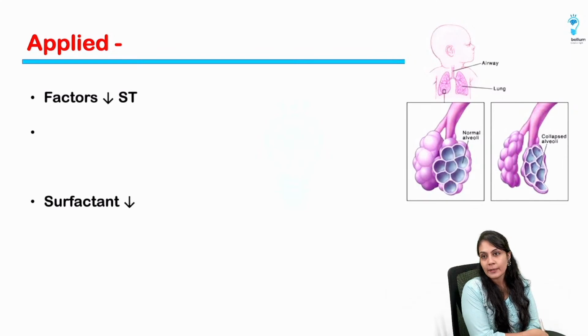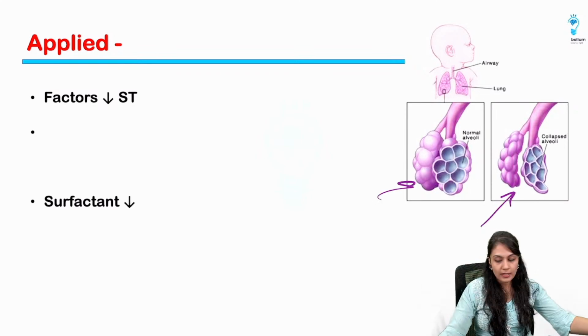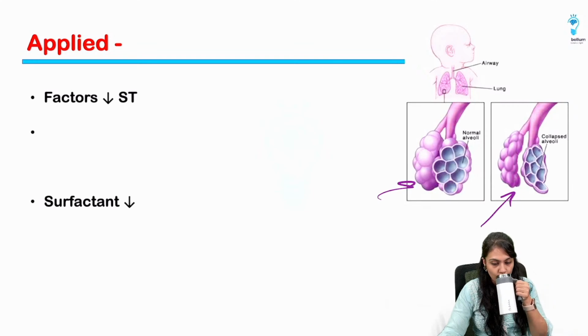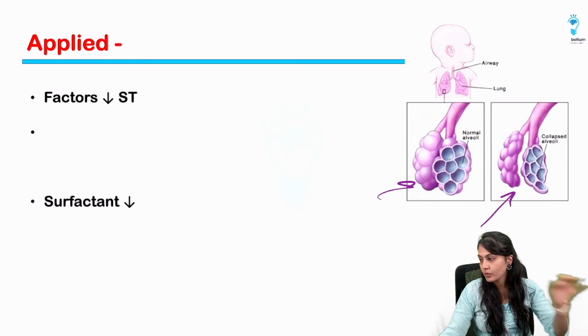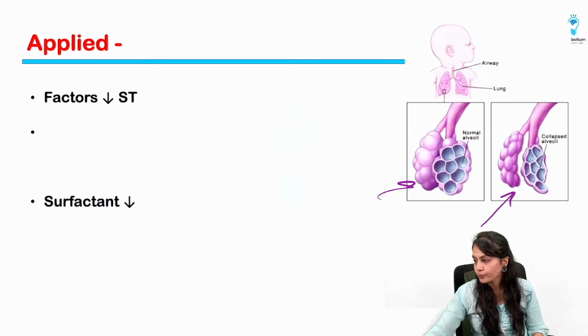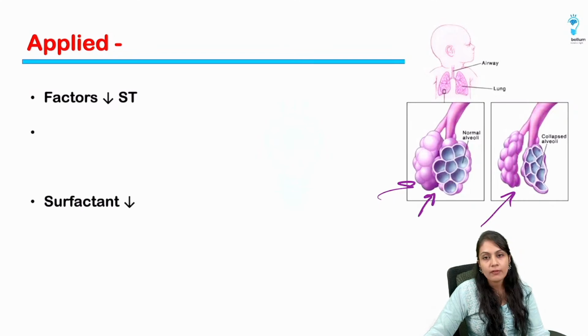What is the applied aspect of it? Can you tell me what the applied aspect is? What you can see in these two things: the first is shown and the second diagram is also shown. Tell me what is the difference between these two. Yes, lipid forming machinery, very good. So over here you can see properly inflated alveoli, and over here atelectasis is seen, that is nothing but the collapsed alveoli.